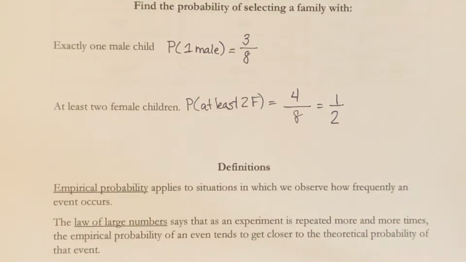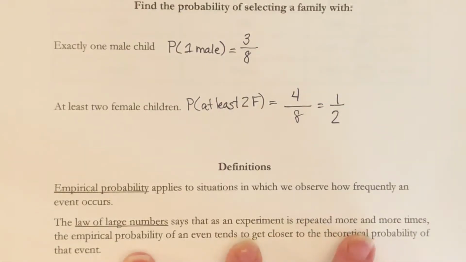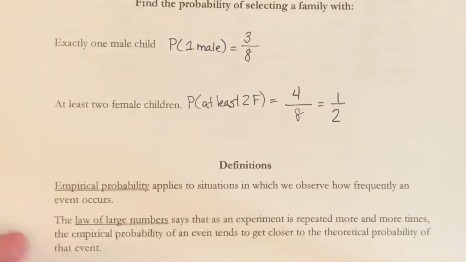This all should be clear once we get to an example. And then we have what we call the law of large numbers that says as an experiment is repeated more and more times, the empirical probability of an event tends to get closer to the theoretical probability of the event. And yes, I see a typo there. I will fix that.